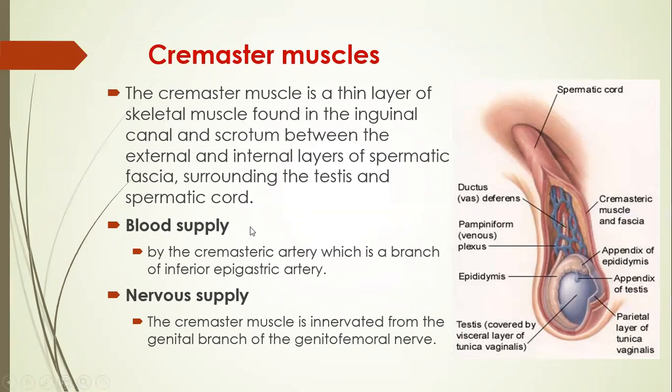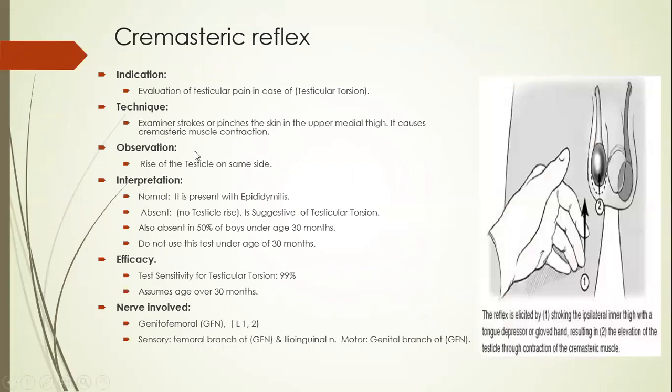Before that, we'll see the blood supply. Blood supply is by the cremasteric artery, which is a branch of the inferior epigastric artery, and the cremaster muscle is innervated by the genital branch of the genitofemoral nerve. What is the importance? There is something called the cremasteric reflex. What is the importance of this reflex test? It helps in the evaluation of testicular pain in case of testicular torsion.